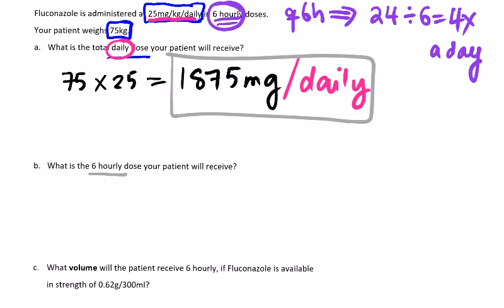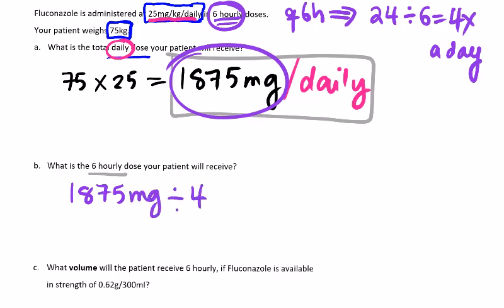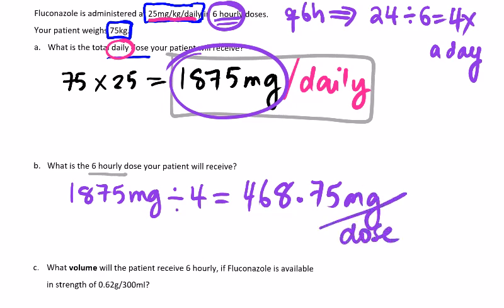So this quantity here, 1875, which is the full day's quantity of drug, has to be divided in 4 equal parts, so we discover how much each dose that we give every 6 hours will be. So divide that answer by 4 and we get 468.75 milligrams per dose, or you could even say per 6 hourly, because each dose is going to be given every 6 hours.